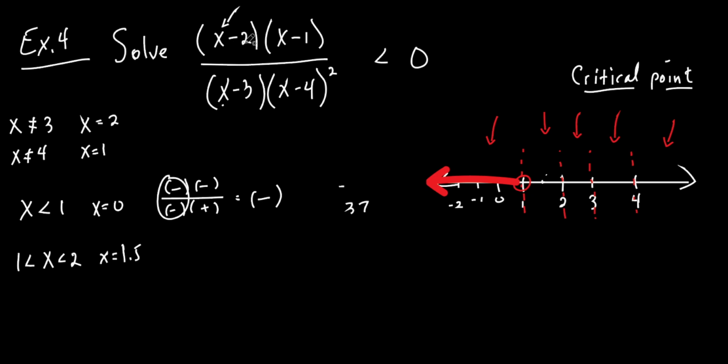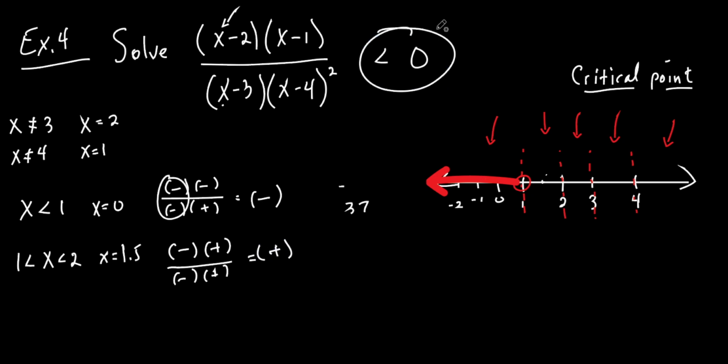So if I go 1.5 minus 2, what's that going to give me? It's going to give me negative. What if I go 1.5 minus 1? What's that going to give me? Positive. You see what I'm doing? Put a 1.5 here. 1.5 minus 3 gives me negative. 1.5 minus 4 gives me negative, but if you square it, it becomes positive. So look what I got. I got a positive. So that's going to give me positive. Do I want positive answers? No. So am I going to shade anything in between 1 and 2? No. All right, let's keep going.